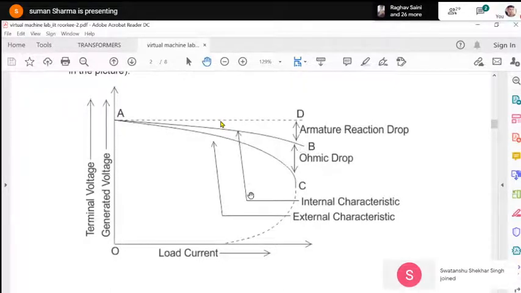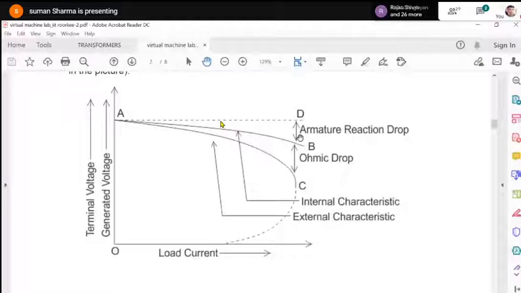Then when you subtract from this voltage EG the ohmic drop, the IR drop, IaRa, you will get the external characteristic. This is the external characteristic. So your terminal voltage V is equal to voltage EG minus IaRa. So you are getting this characteristic. The first one is the no load characteristic, the second one is the internal characteristic, and the third one is the external characteristic.